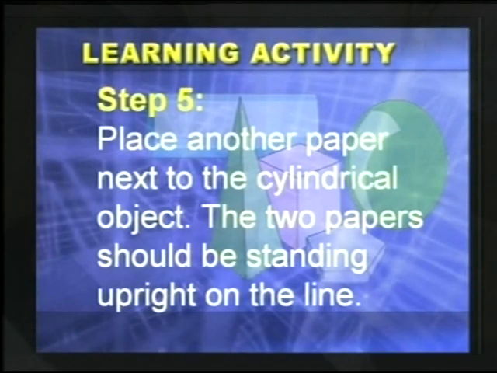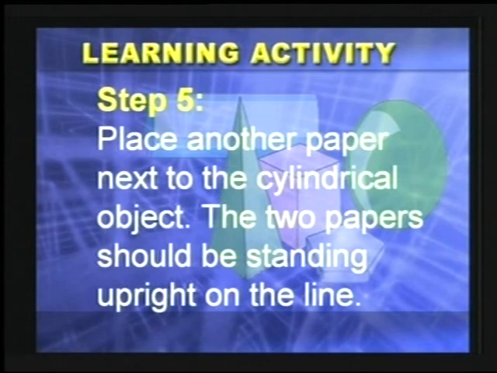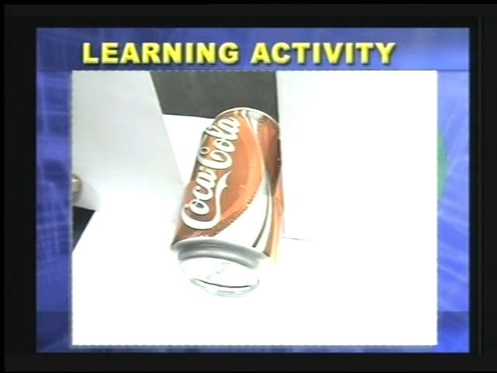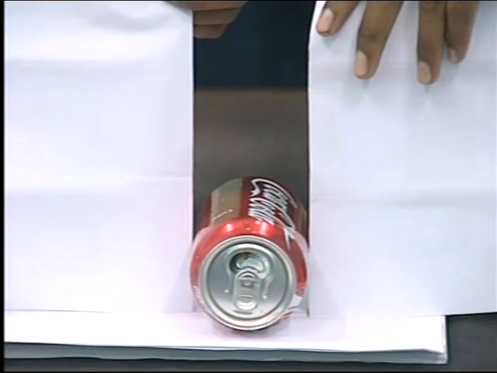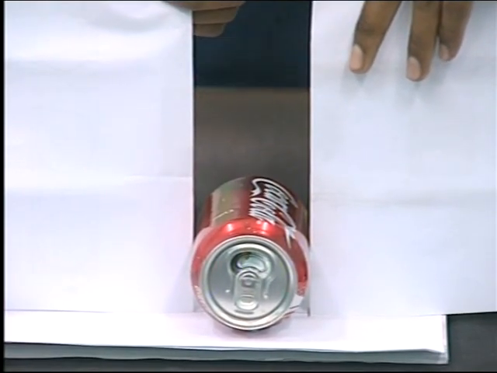Next, place another paper next to the cylindrical object. The two papers should be standing upright on the line. So you place the other paper again, so the two papers should be standing upright like that on the screen. So you should have the papers stand up like that with the cylindrical object down.